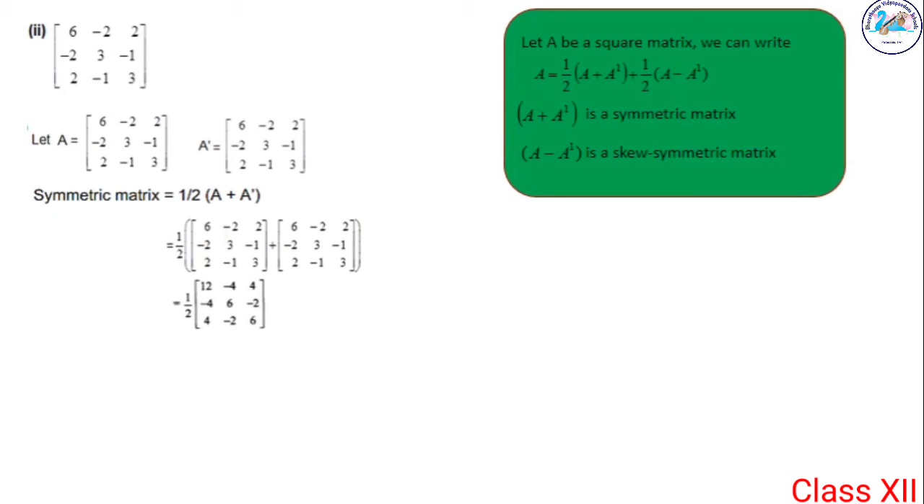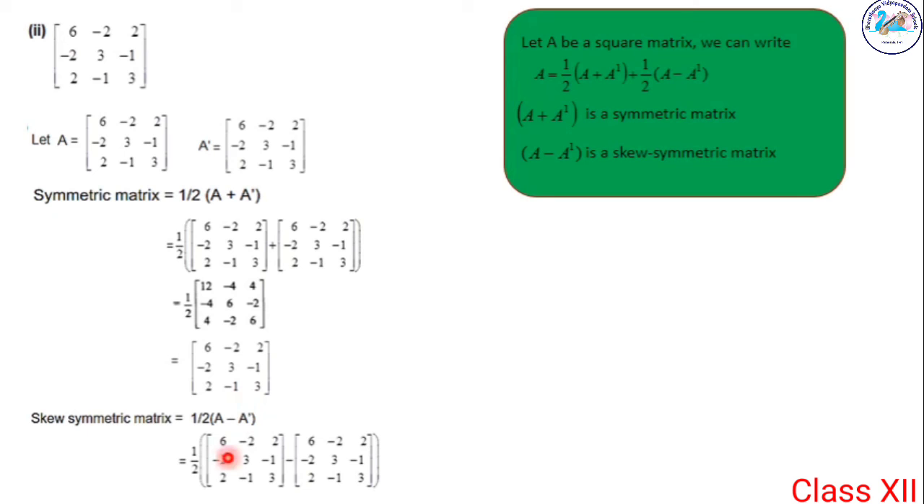Likewise, you have to add all the terms and just multiply 1 by 2 inside, and the final answer we will get is 6, minus 2, 2, minus 2, 3, minus 1, 2, minus 1, 3. So we have to move on to the next part, that is skew symmetric. For that, 1 by 2 into A minus A transpose we have to calculate.